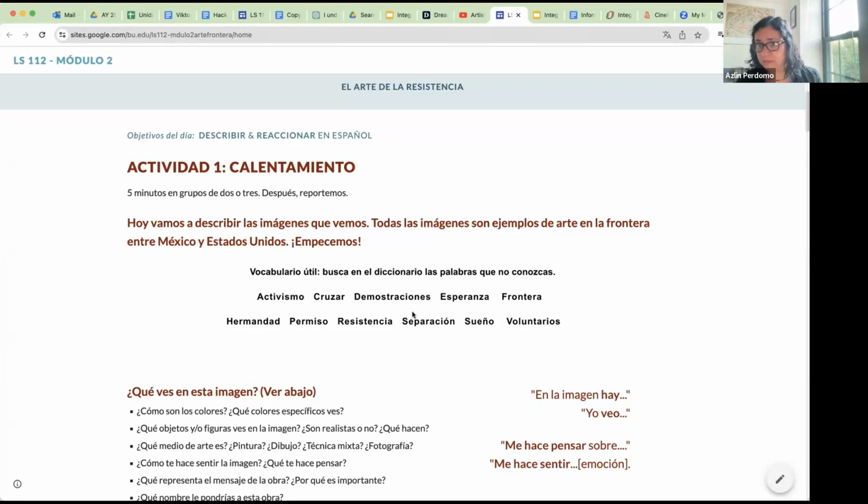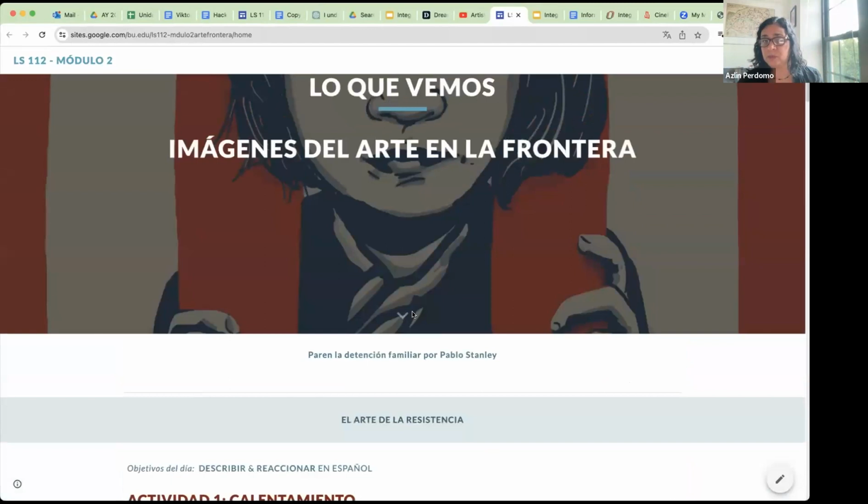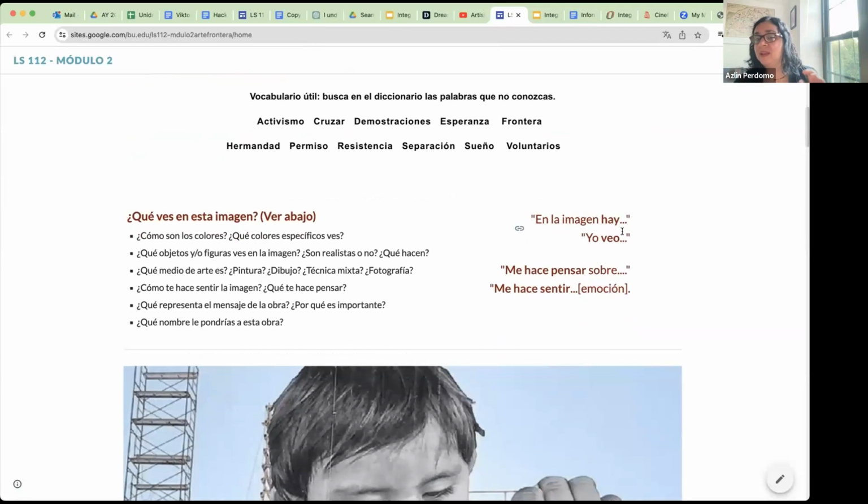Because we use the flipped classroom approach, students have done a lot of activities with the grammar, and also they had the opportunity to learn the vocabulary and to see the vocabulary in context. And then I give them a lot of linguistic help. En la imagen hay, yo veo, me hace pensar sobre, me hace sentir, and I remind them that, you know, feelings are connected to emotions.